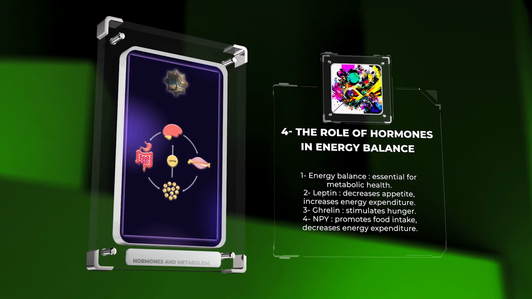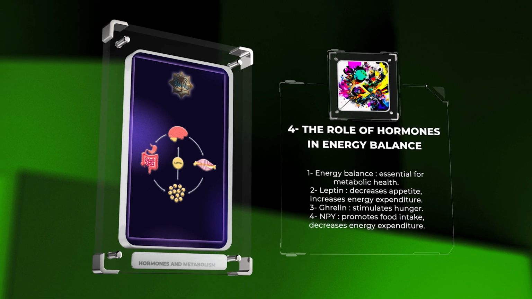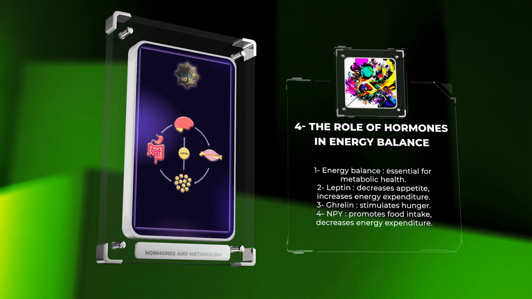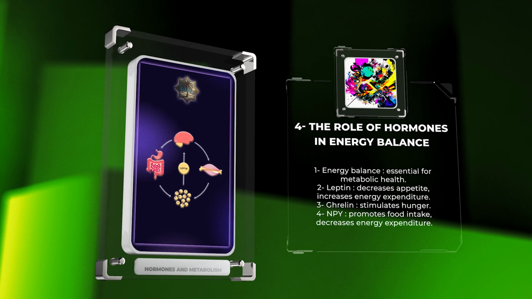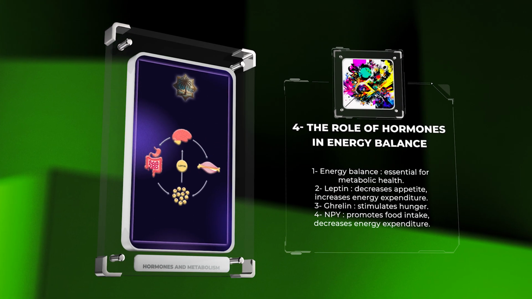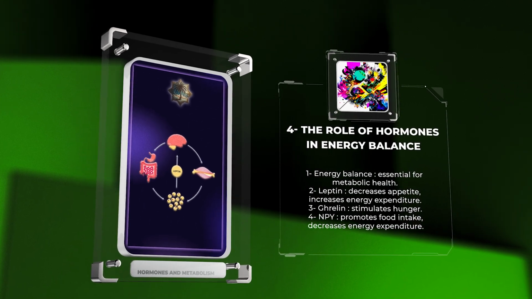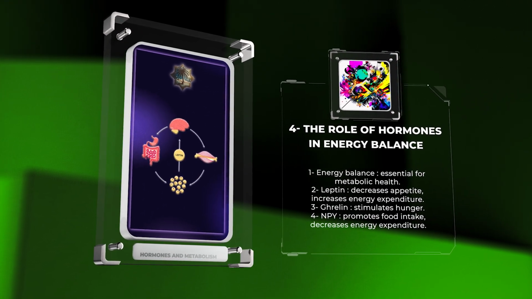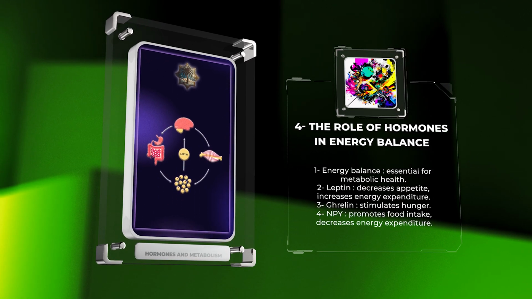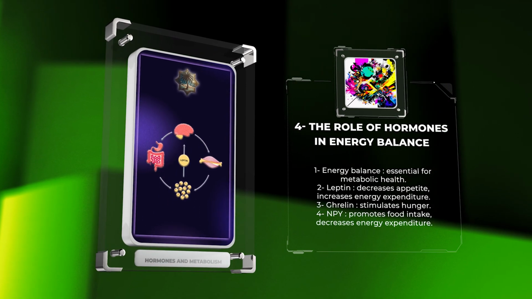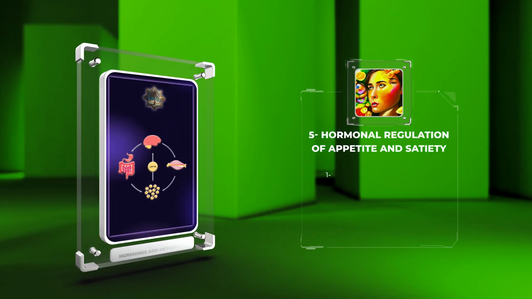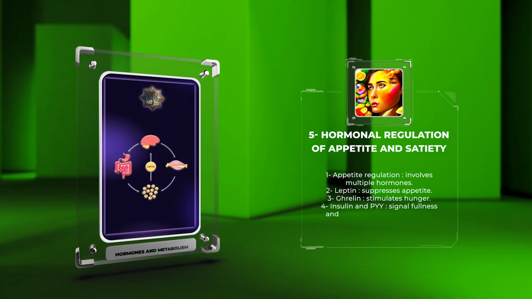Several hormones, including leptin, ghrelin, and neuropeptide Y, NPY, play crucial roles in regulating energy balance. Leptin, produced by fat cells, signals the brain to decrease appetite and increase energy expenditure. Ghrelin, secreted by the stomach, stimulates hunger, while NPY, released by the hypothalamus, promotes food intake and decreases energy expenditure, leading to weight gain.